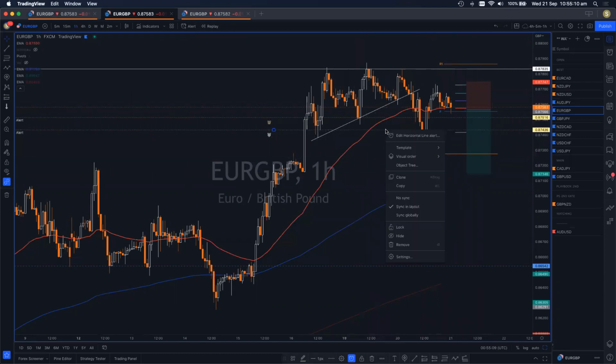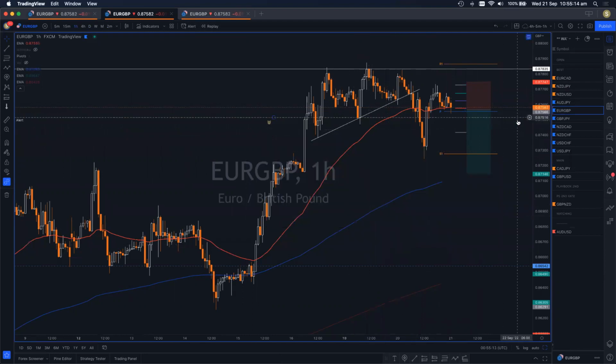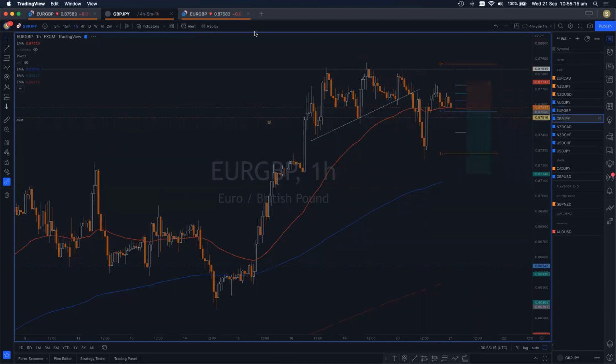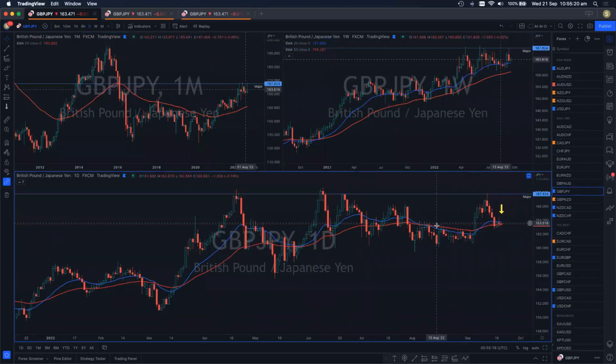I've got 2 alerts on there. Okay. Euro pound, pound yen. Again, it's one of those yen pairs. So is it going to hit the daily 50 and just bounce off? Well, it hasn't yet, has it?